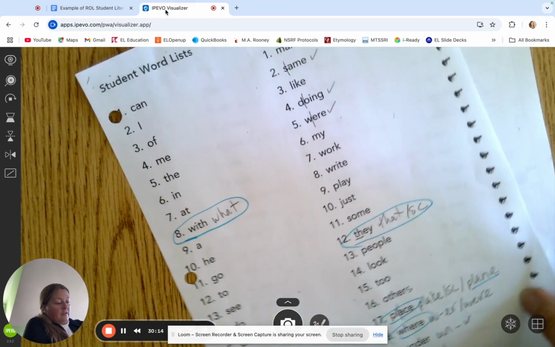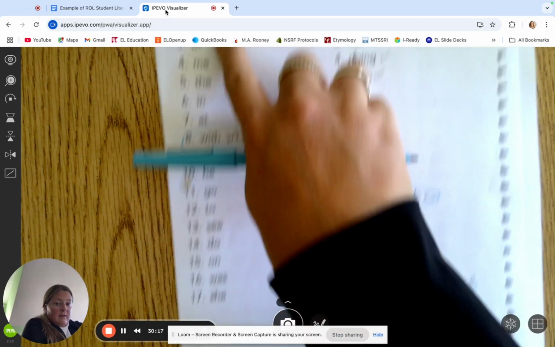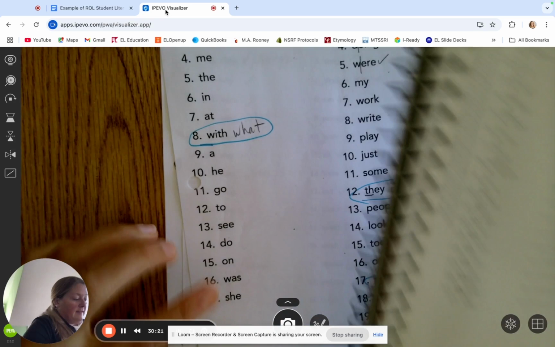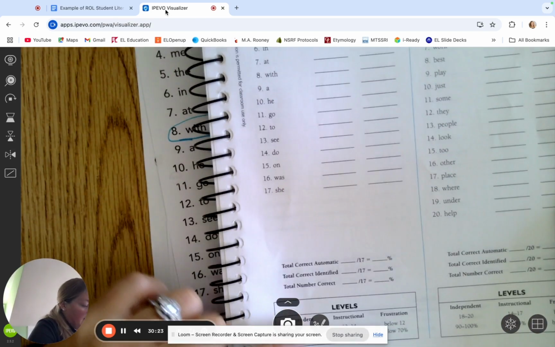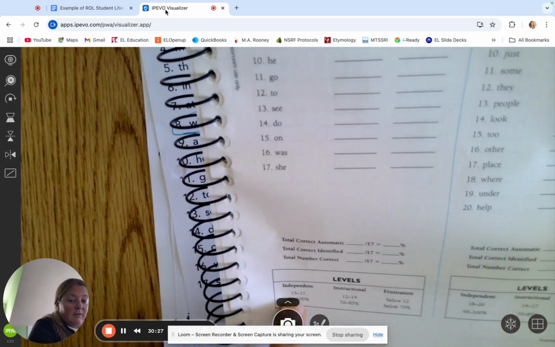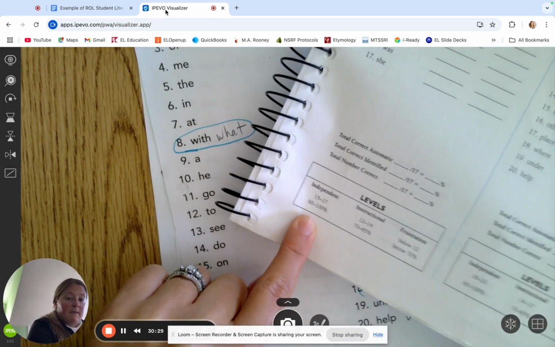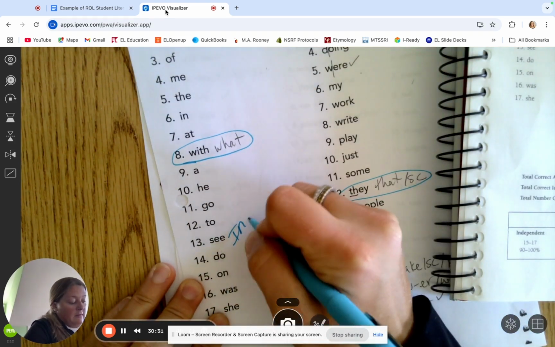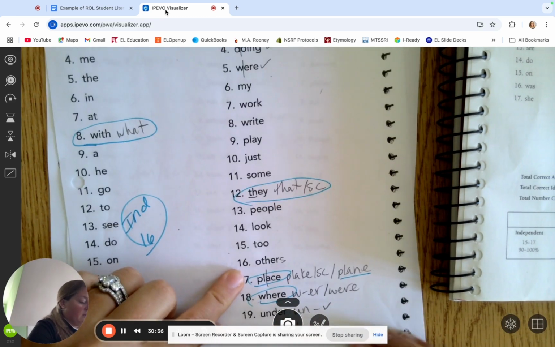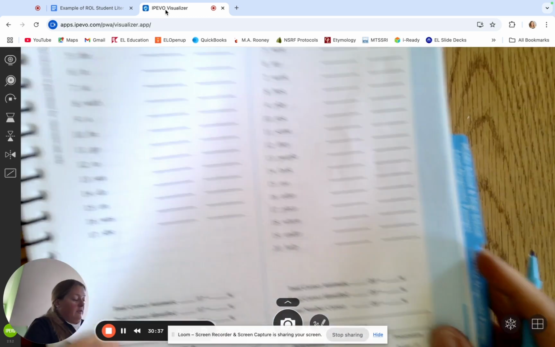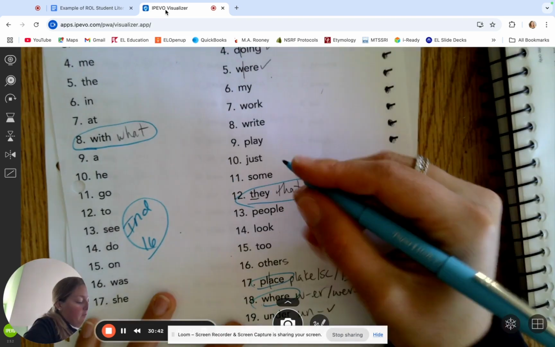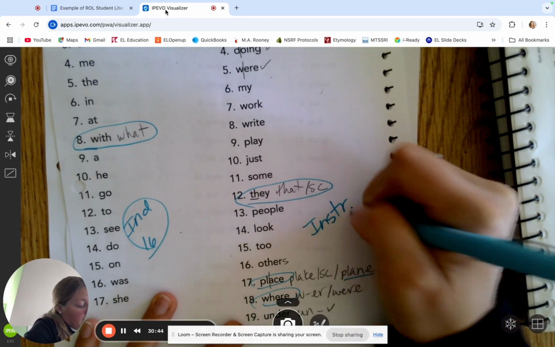So for our first list here with can, we have 17 words. Got 16 out of 17 correct, which means that it is the independent level. That's what we're seeing here. So this is independent. It was 16. Here we have 3 words wrong. 3 words wrong brings it to a 17. That's an instructional level. So I'm going to do instructional level 17.